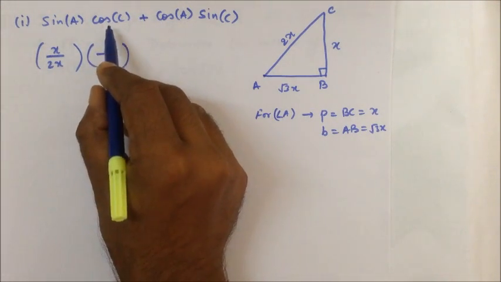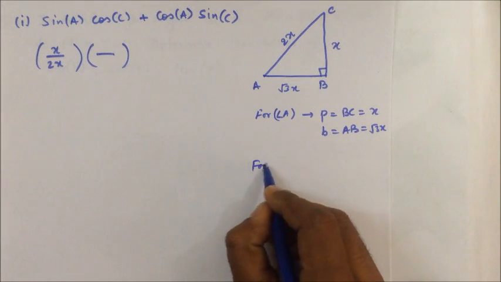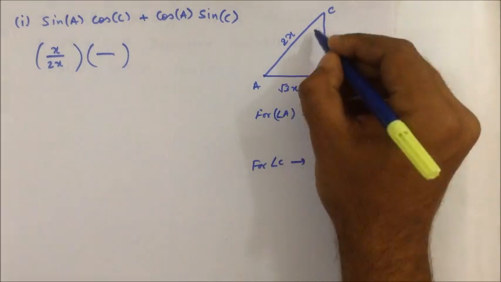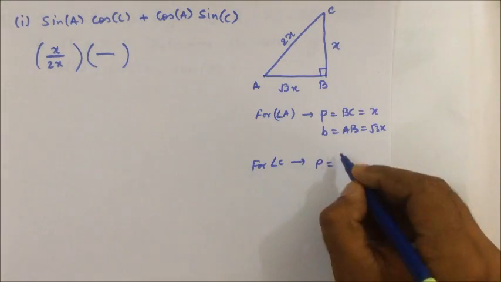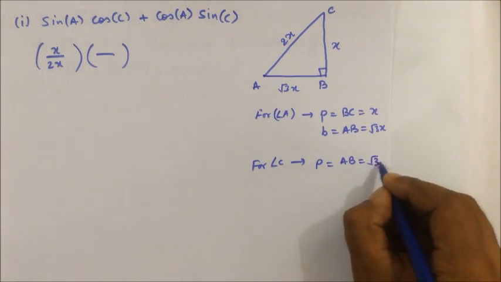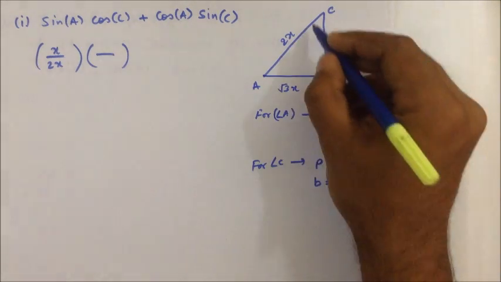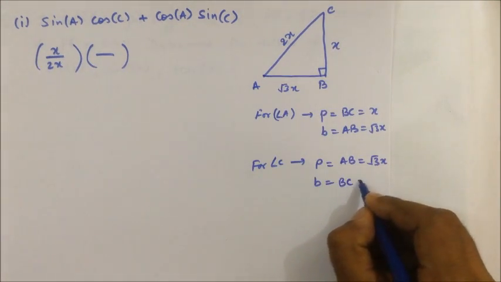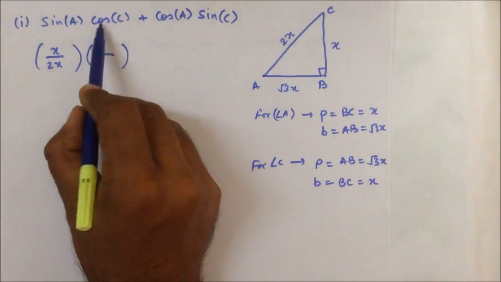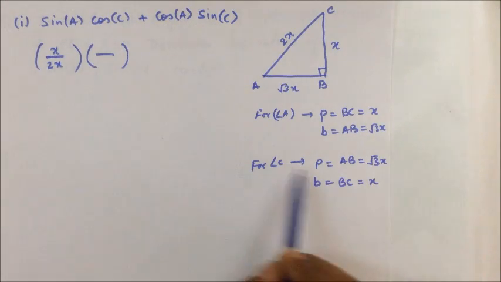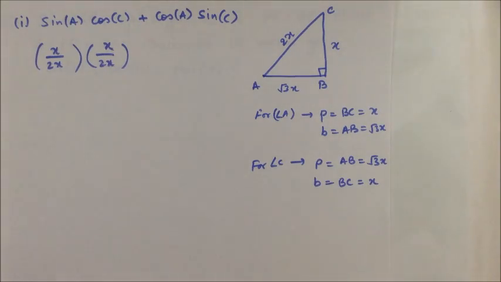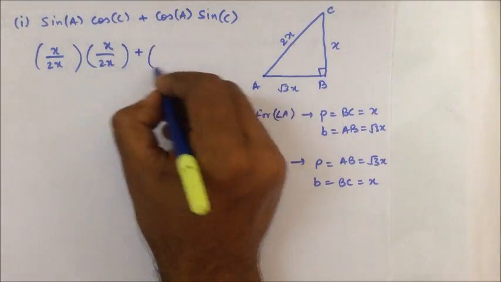Similarly cos C, cos is the ratio between the base and the hypotenuse, but for angle C, the perpendicular would be the side in front of it. Therefore for angle C, AB would behave as the perpendicular, which is of length root 3x, and the base would be BC, which is of length x. So for angle C, cos of C is base upon hypotenuse. Base is x and the hypotenuse remains the same, 2x, plus cos of A.